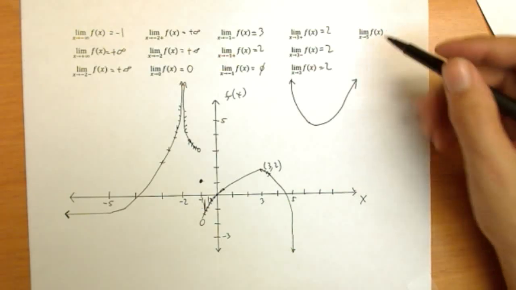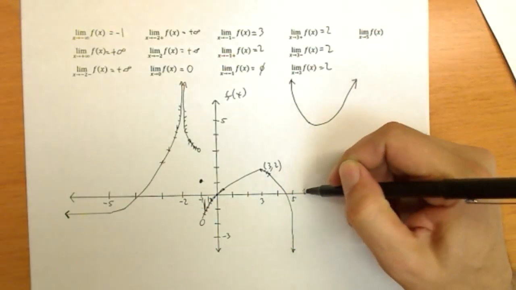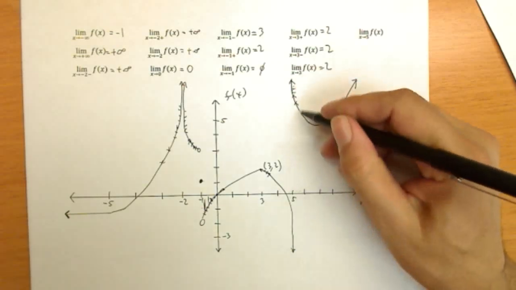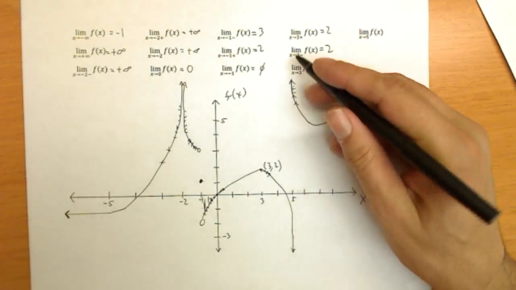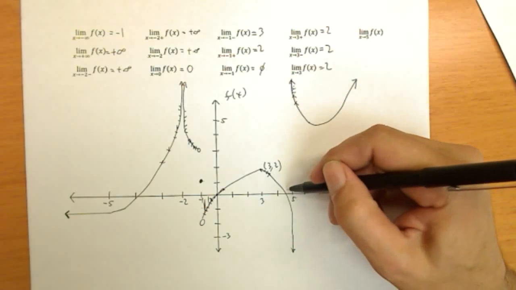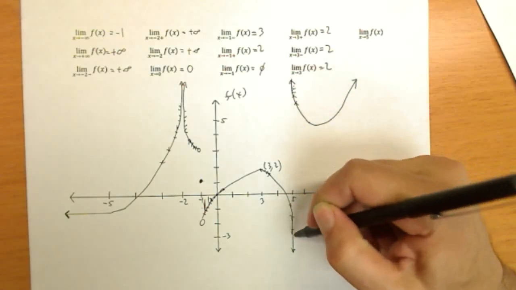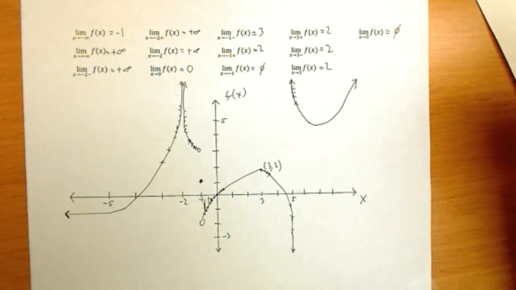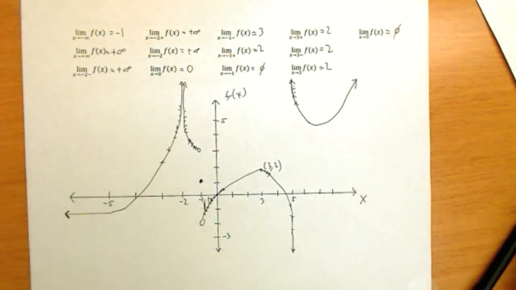X approaches 5. Well, if we approached 5 from the positive side, we would be marching along up here. Those are the corresponding x values on the function, and it's going to plus infinity. Approaching 5 from the negative side, we're coming down here to negative infinity. They don't agree. So we have no answer, and we say empty set. Hope that has helped with our understanding of limits.